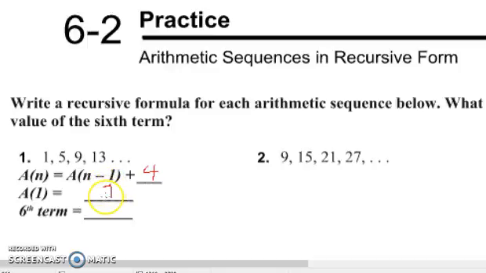Y'all, I don't know how to make this any simpler than what I'm doing right here. The sixth term, so that's going to be 1, 5, 9, 13. 13 plus 4 is 17. Would be the fifth term. 17 plus 4 will be 21.